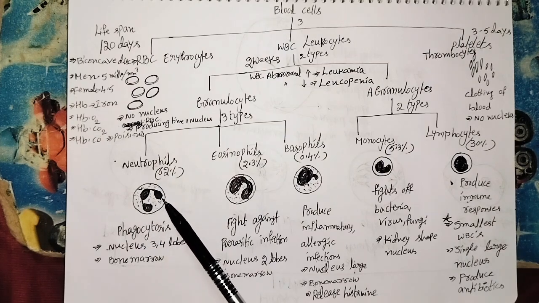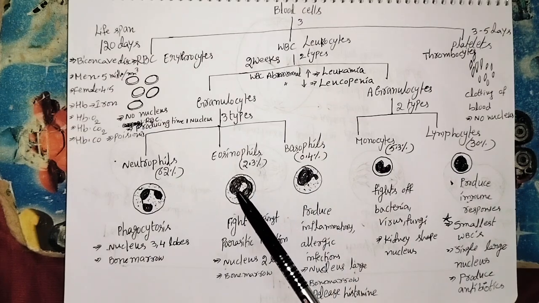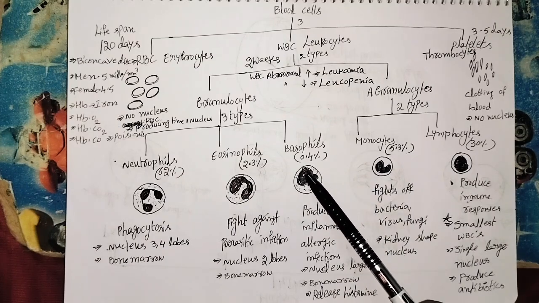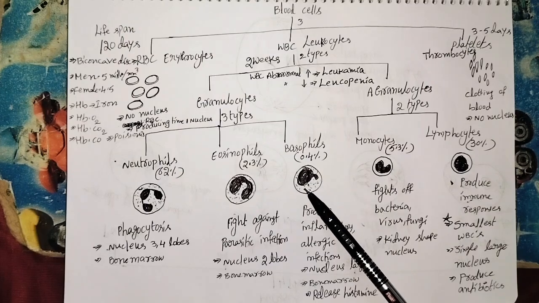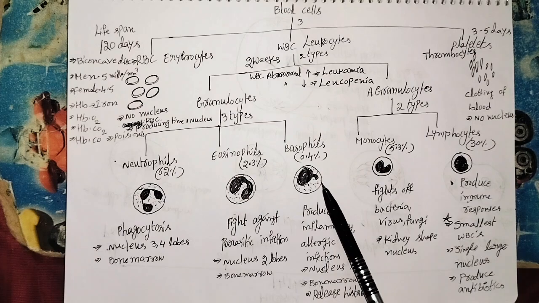And what is the function of neutrophils? Phagocytosis. Next, eosinophils. The nucleus has 2 lobes. And what is the function? Fight against parasitic infections. Next, basophils. Basophils have a large nucleus, and they release histamine and produce inflammatory allergic reactions.